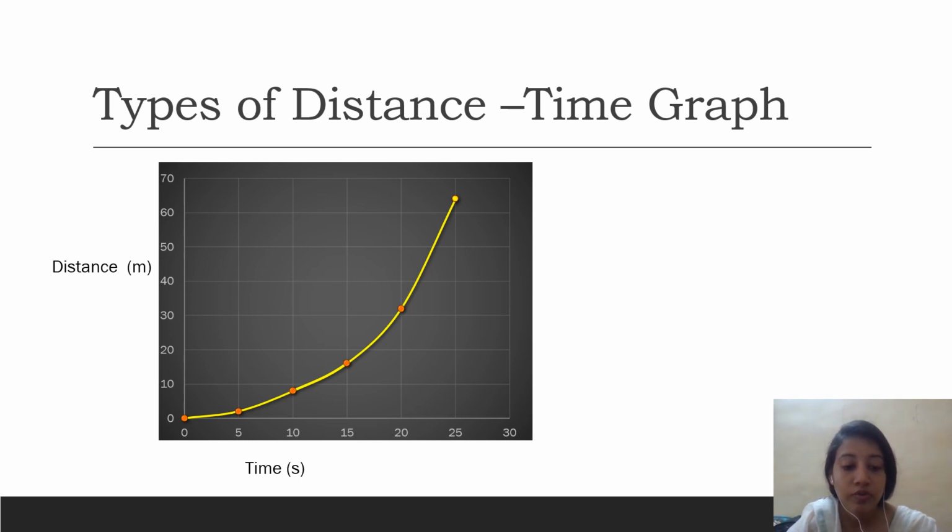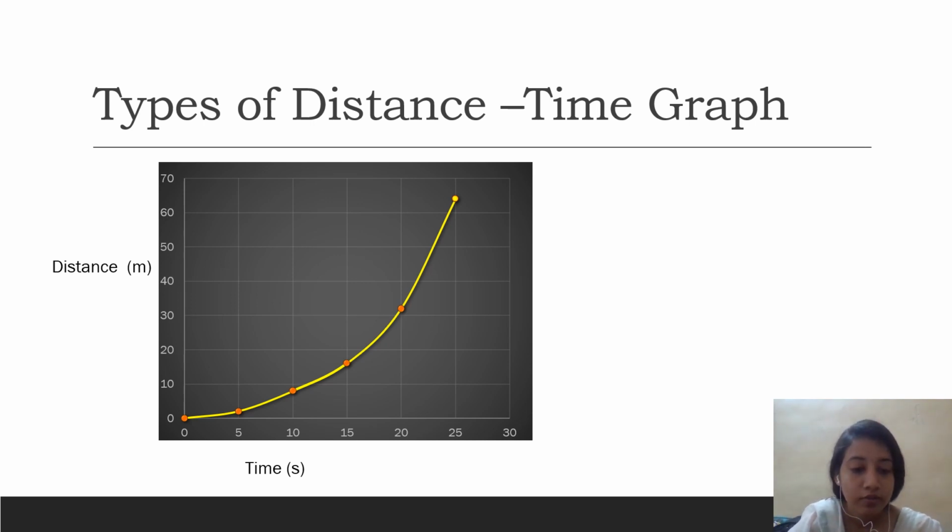So one of the examples we can say in the previous case is that uniform motion is an object falling, like an apple or a coconut falling from the tree, can be said as a uniform motion, and in this case that is non-uniform motion.